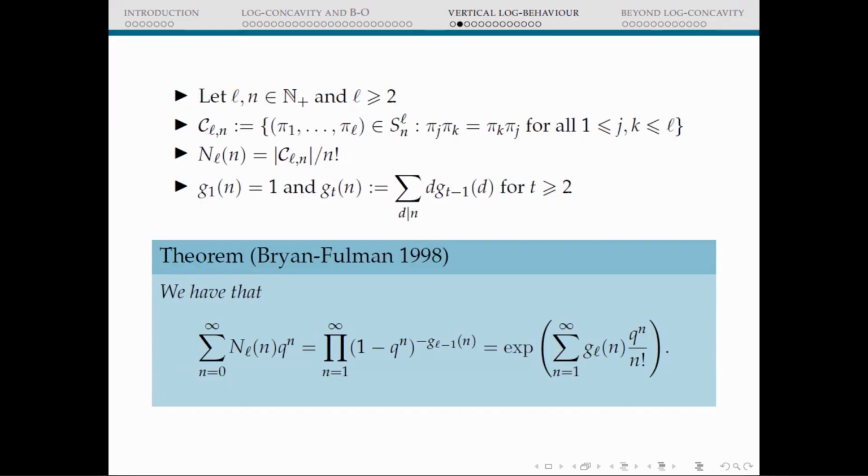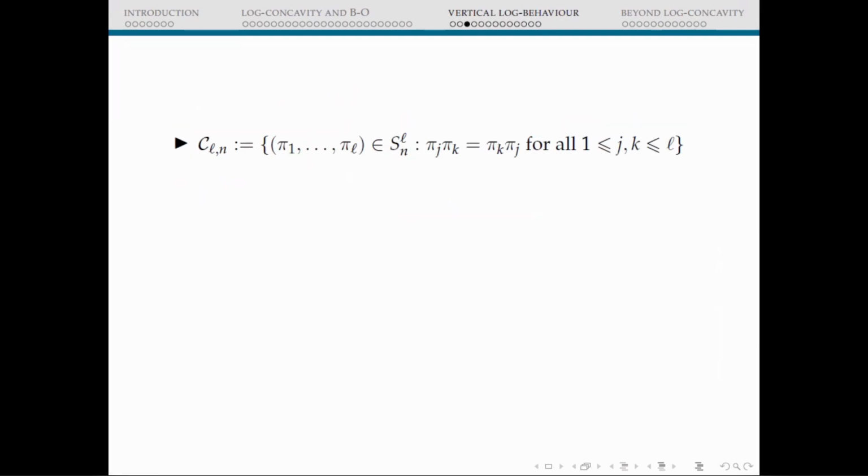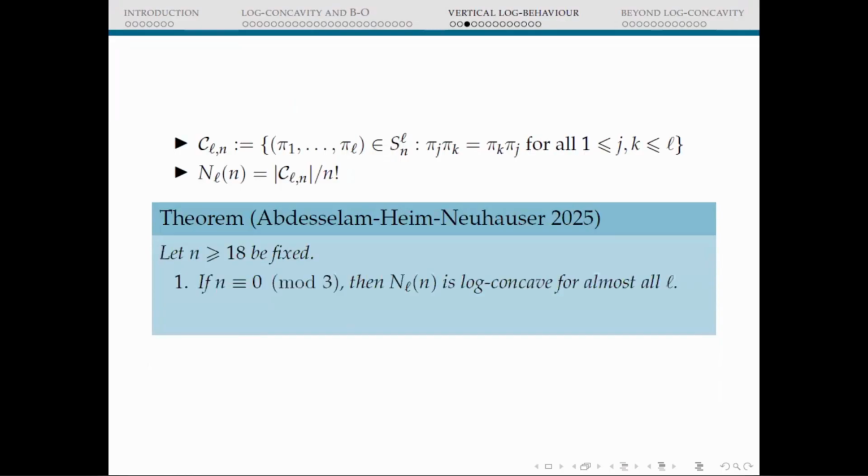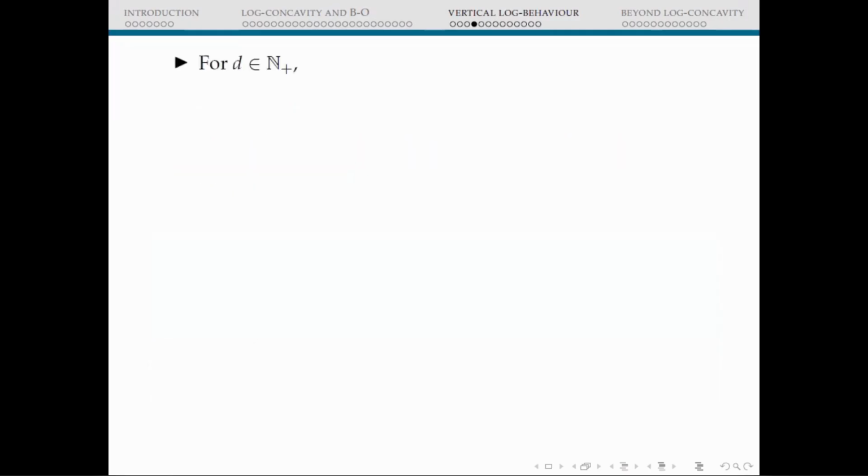So we have this, for instance, for this family NL. We have the following description. It turns out it's some kind of magic, I suppose, that we have mod 3 behavior. So whenever n is 0 mod 3, then it's log-concave. But if n is not congruent to 0 mod 3, then we have the log-convex property for large values of L.